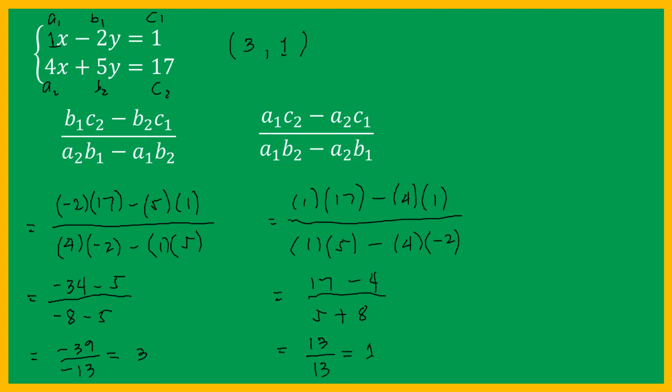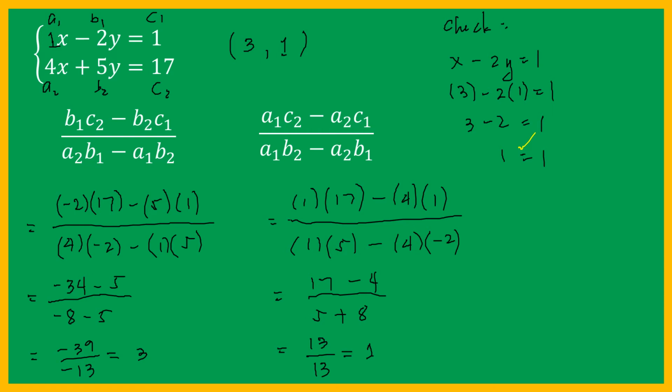So, that means the solution of the system is 3, 1. Now, to check if that is correct, isa-substitute natin siya doon sa ating mga system. So, using the equation x minus 2y is equal to 1, substitution, x is 3, minus 2 times the value of y is 1, is equal to 1. So, simplifying, 3 minus 2 is 1, equals 1, and that is correct. So, tama siya sa unang equation.